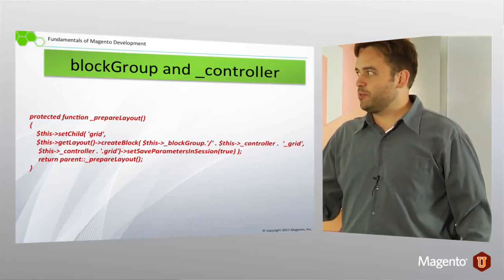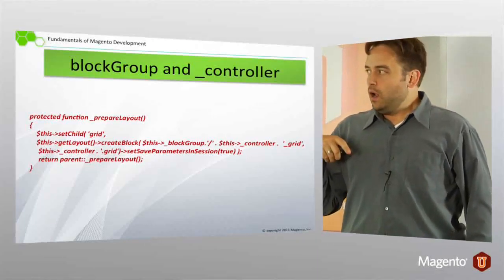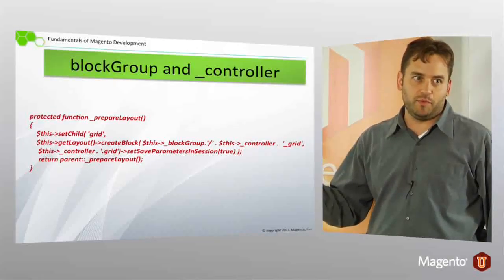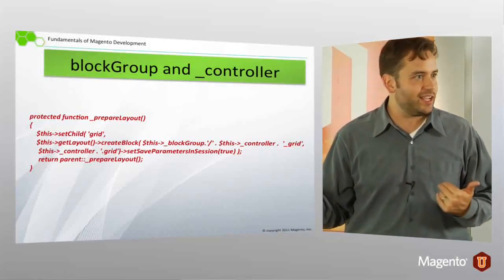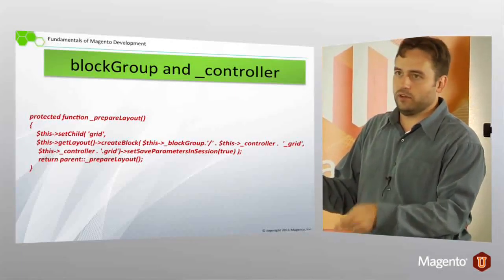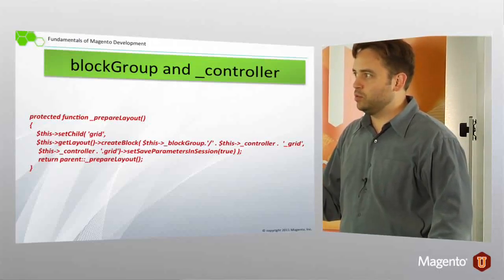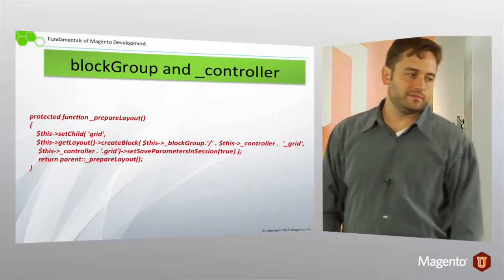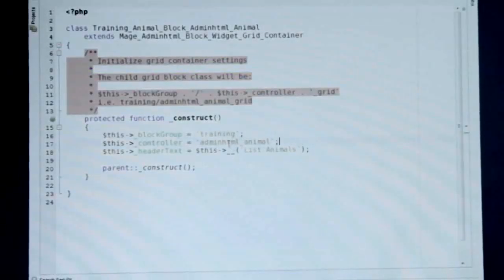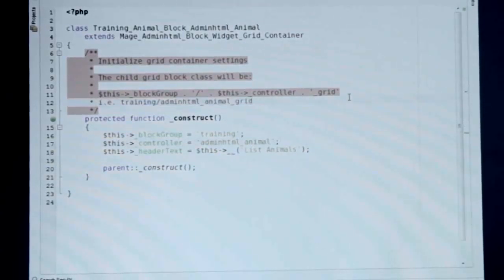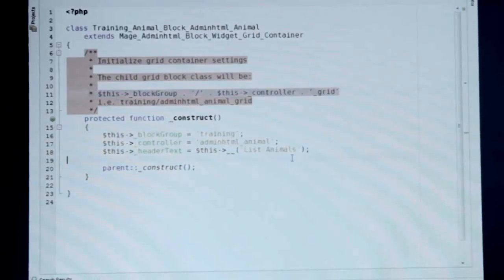So training, and then we specify this controller. Here, we're specifying adminhtml animal. That tells us the class that we need to make: training animal block, adminhtml animal grid. Whatever we specify here, that's the class we're going to need to make. And for a grid, it'll be /grid. That's denoted up here; actually, I could have shown you right here.